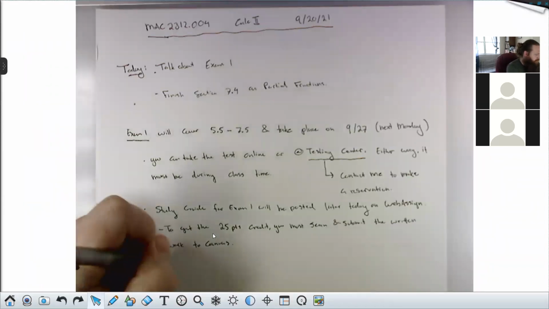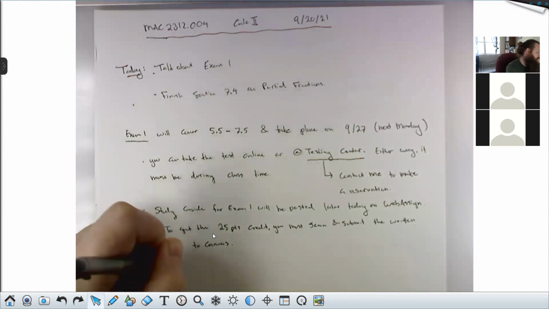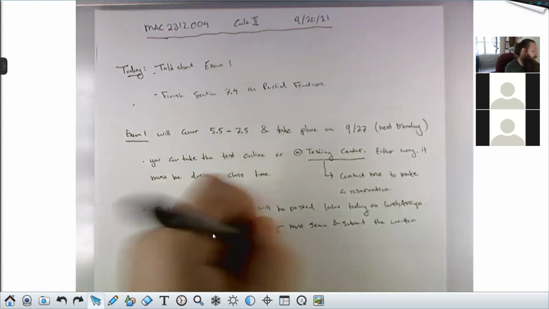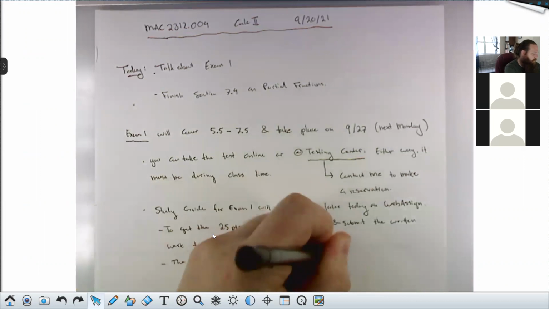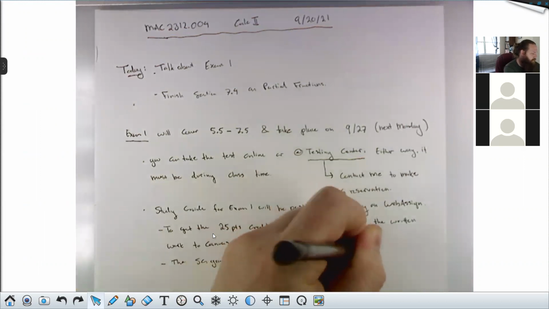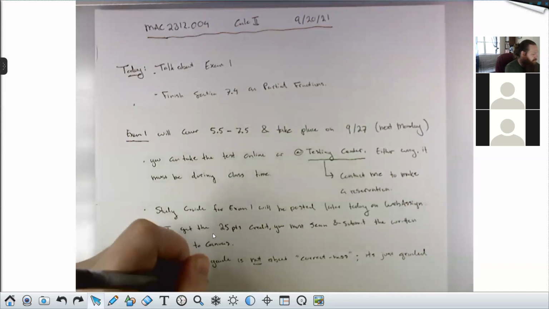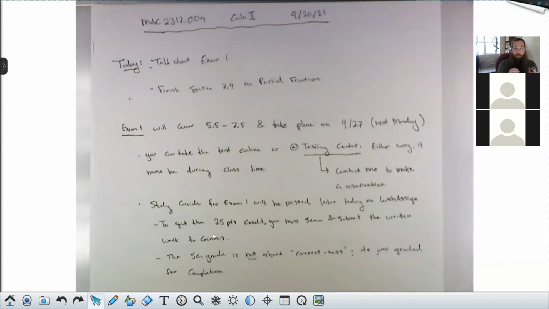The study guide grade is not about correctness. It's just graded for completion. So if you show me you've tried to solve each of the study guide problems in your written work, then you're going to get 25 out of 25 points. The only way to lose points on the study guide is to skip a problem or two, or to not submit the written work. So as long as you submit the written work for your study guide and you have some effort for each problem, I'm going to give you full credit. It's basically a free 25 points.